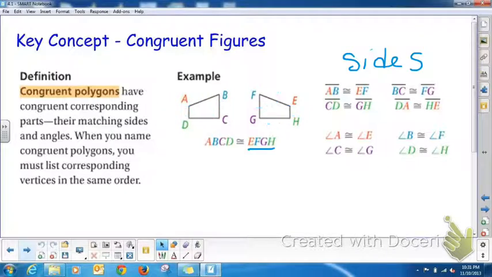Also, the angles that correspond are congruent when two figures are congruent. So angle A is congruent to angle E, angle B is congruent to angle F, angle C is congruent to angle G, and angle D is congruent to angle H. Congruent polygons have congruent corresponding parts. Corresponding parts are like matching parts.